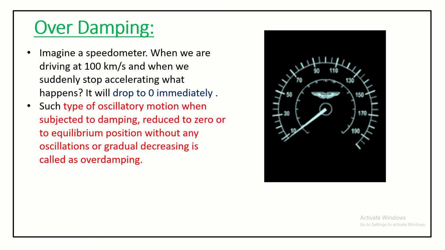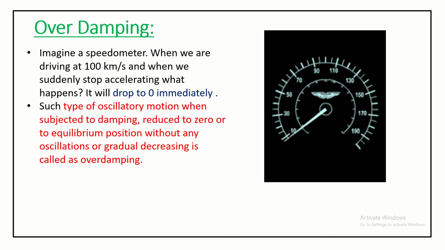The second one is over damping. Think of an example like this, a speedometer. Now we are riding a car at 100 km per second speed. If I want to stop the car, what will I do? I will apply brakes. Here, the speed of the car gradually reduces from 100 to 0 in a slow manner.